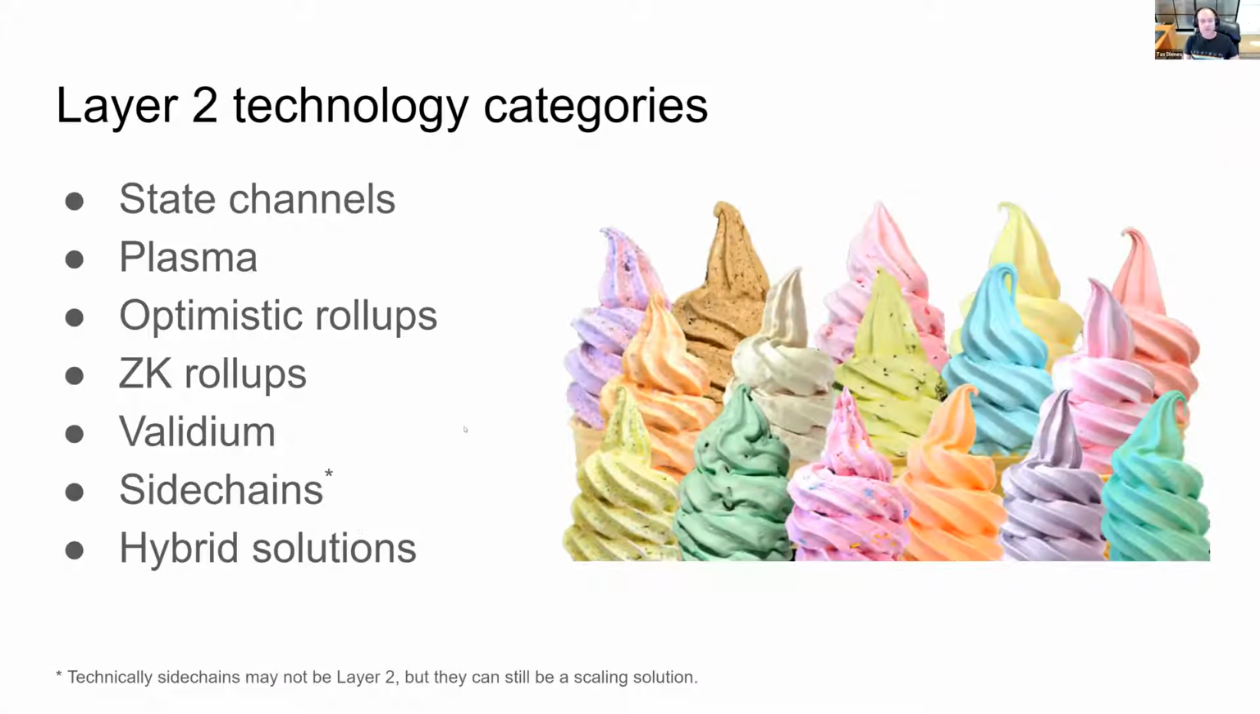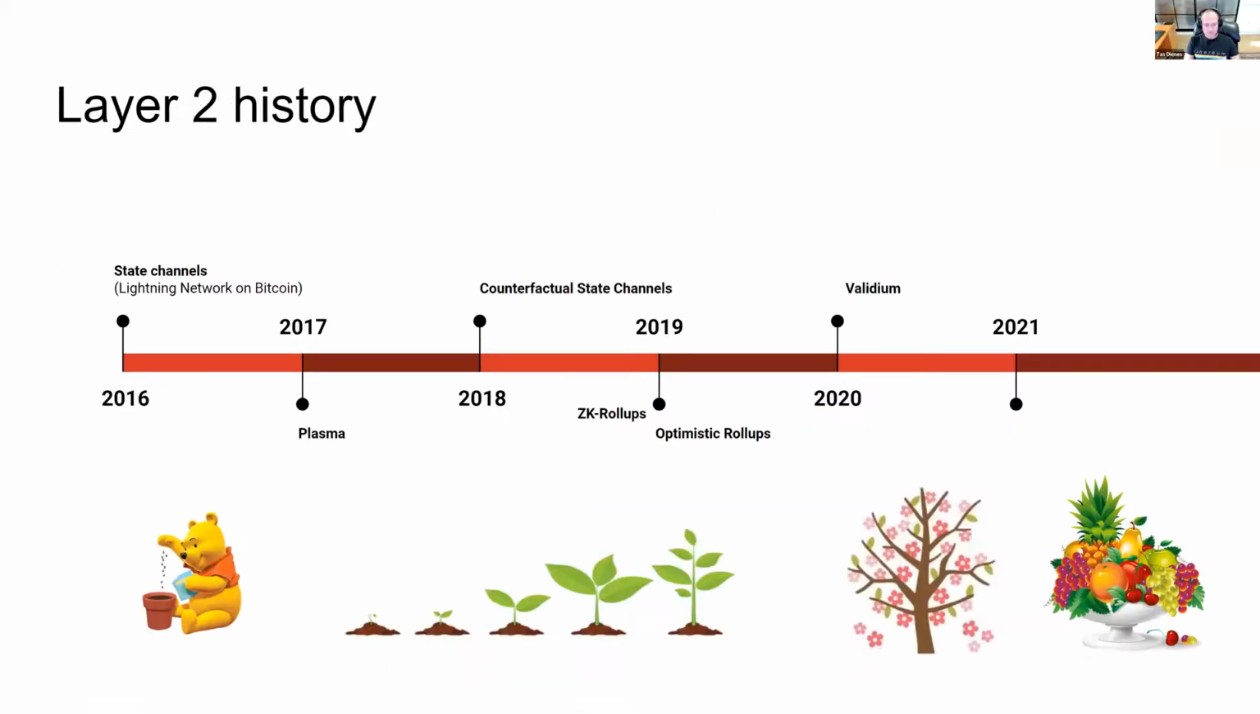So now onto layer 2 technologies. There are many categories, many flavors to choose from. So we've got state channels, Plasma, optimistic rollups, ZK rollups, Validium, sidechains, and hybrid solutions.